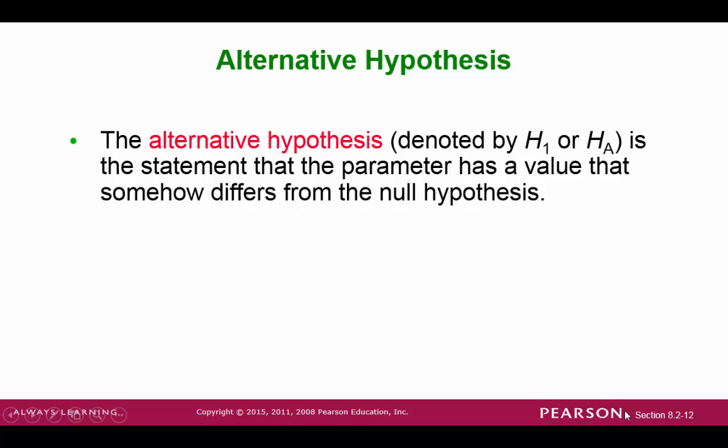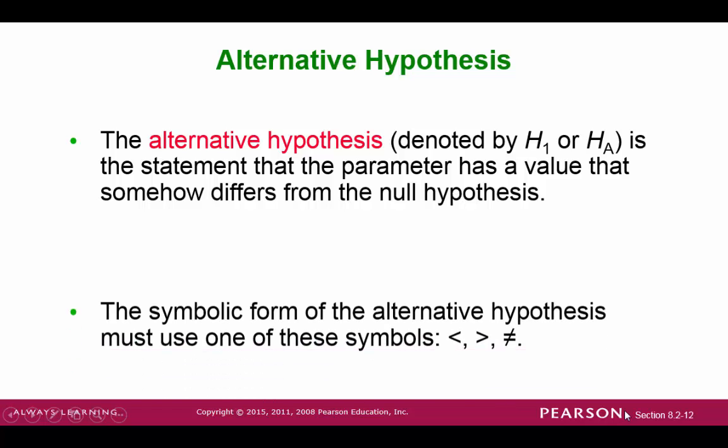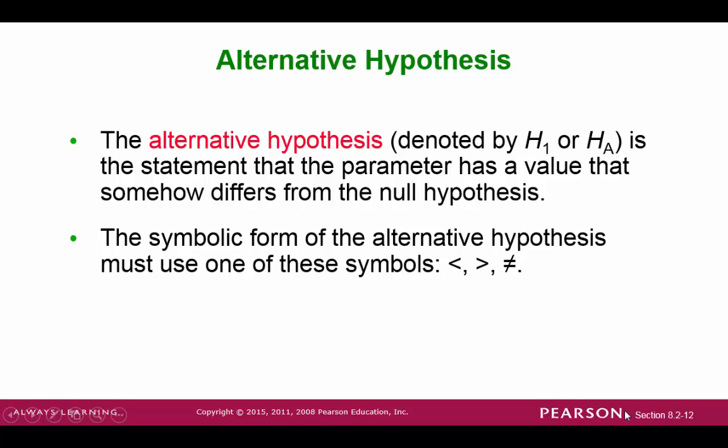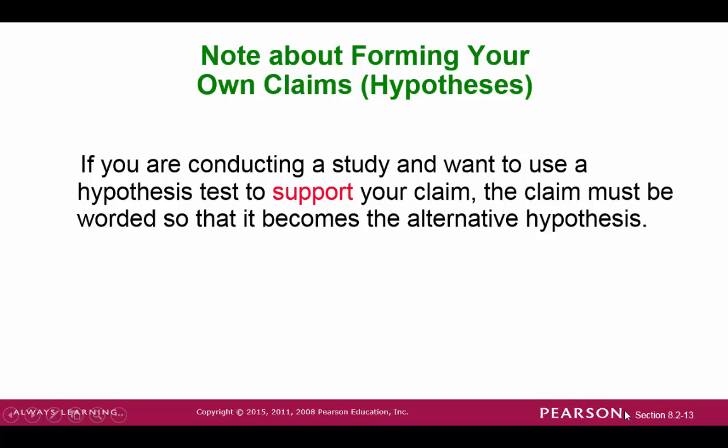The alternative hypothesis is the exact opposite of the null hypothesis. The symbolic forms for the alternative hypothesis would contain a not equal to symbol or a less than or a greater than symbol. One important note about forming your own claims or your own hypotheses: if you're conducting a study and you want to use a hypothesis to support your claim, then your claim must be worded so that it becomes the alternative hypothesis.